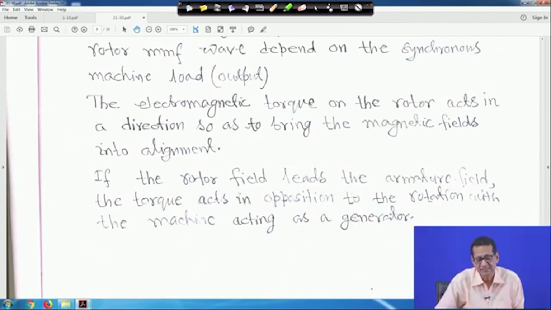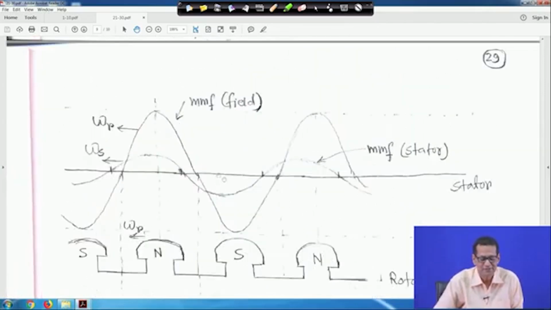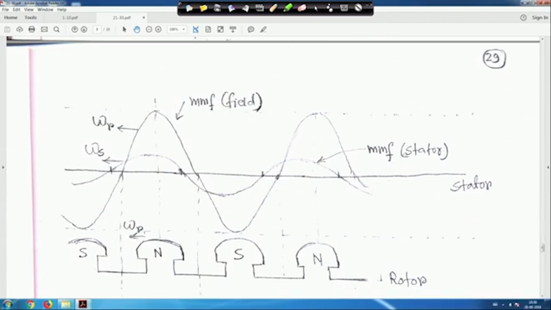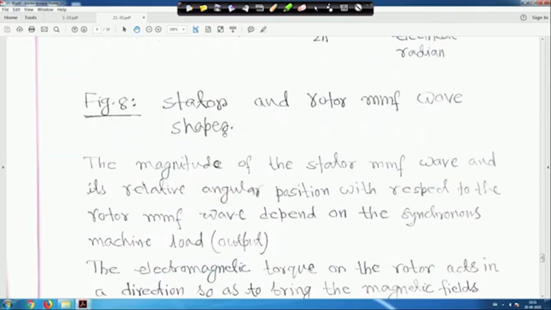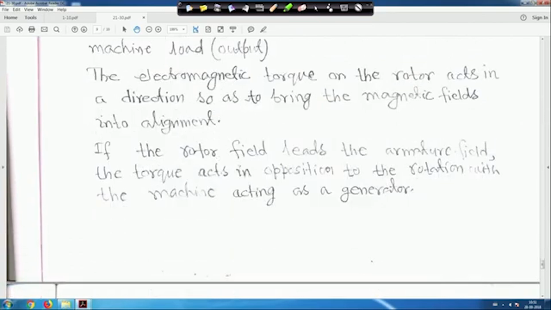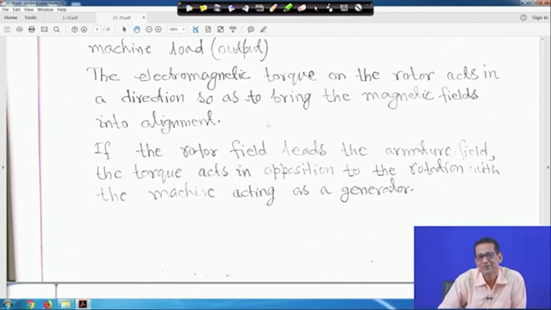That means, if the machine acts as a generator, the rotor field leads the armature field, right, and the torque acts in opposition to the rotation. So, I will put a small question to you. This is your rotor field and this is your stator field, stator MMF and rotor MMF, right. From this diagram, is it a generating mode or a motoring mode? This is a simple question to you, and the answer is lying here. When you go through this video, you put your answer in the forum, right.